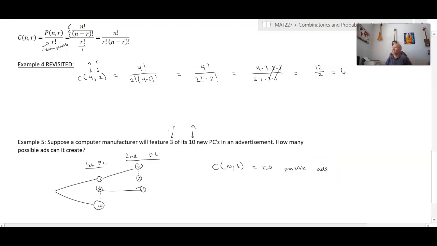Now, if it did say, hey, the order in which you feature them, we're going to put the first PC at the top and then the second PC and the third PC, then perhaps we can make an argument that the order would matter. Here, since we're working with combinations, I'm implying that we're just going to pick 3 of them. But if the order did matter, then it would be the number of permutations of 10 items taken 3 at a time.